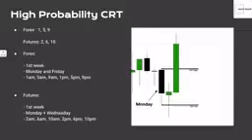So let's look at some high probability CRTs. For Forex, the magic numbers are 1, 5, 9. For futures, the magic numbers are 2, 6, 10. 1 a.m., 5 a.m., 9 a.m., 1 p.m., 5 p.m., 9 p.m. For futures, it's 2 a.m., 6 a.m., 10 a.m., 2 p.m., 6 p.m., 10 p.m. These are specific times on the 4-hour chart in which you want to be looking for CRT ranges.